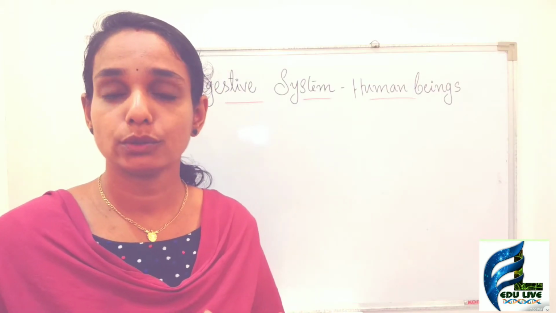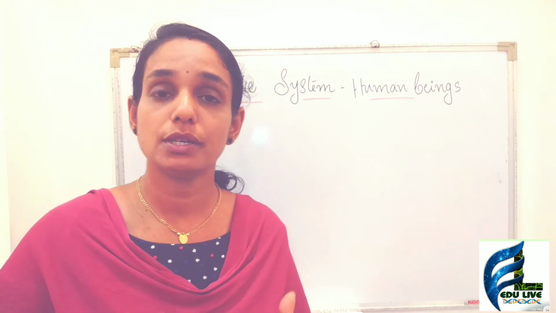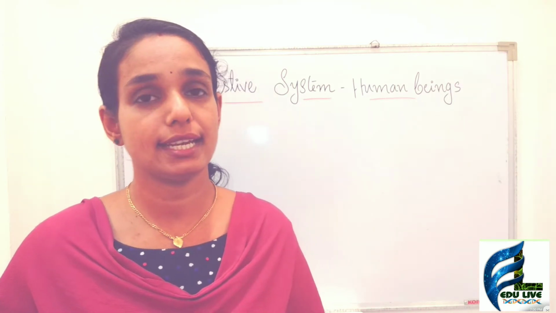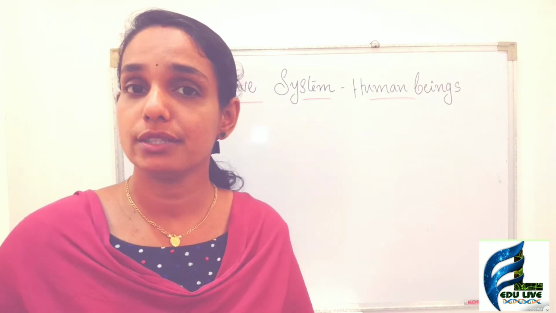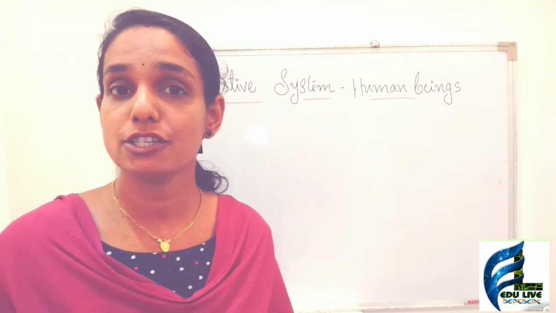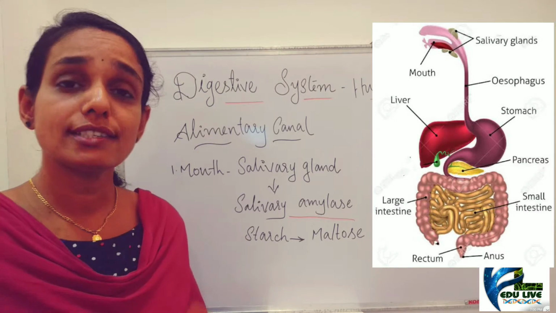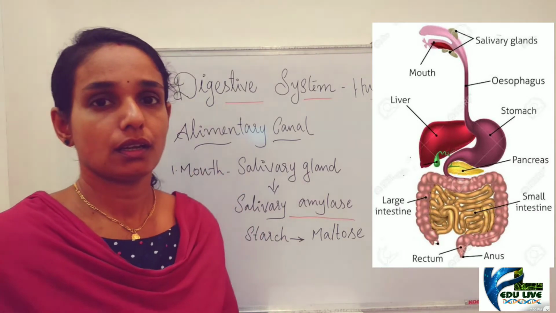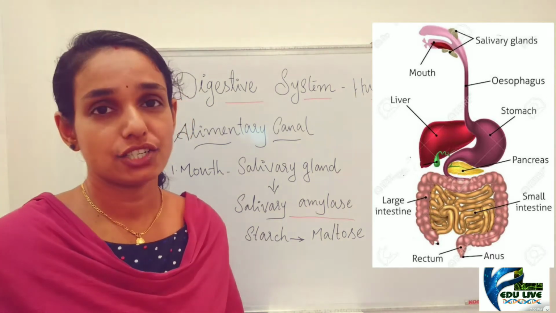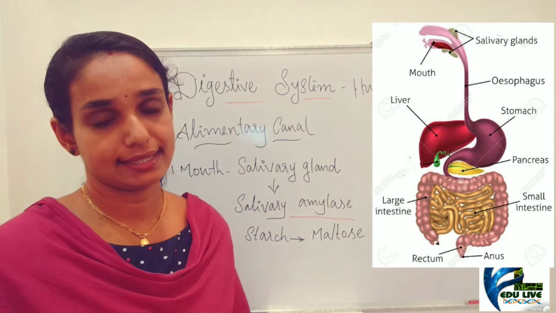It is a life process which consists of the conversion of complex food material into the simplest one. Okay. Then we are going to discuss the human alimentary canal. The first part of our alimentary canal is the mouth. The process of digestion starts from the mouth itself.